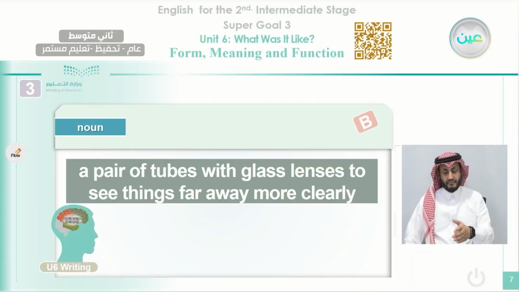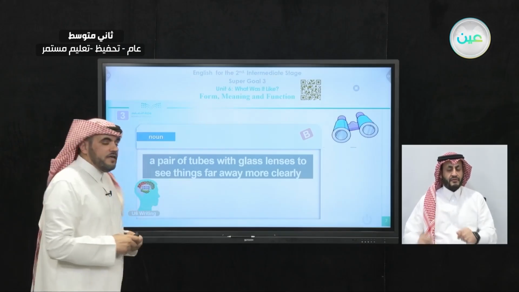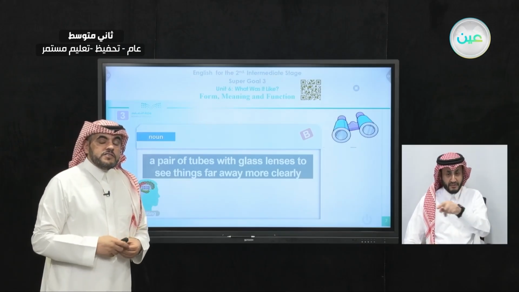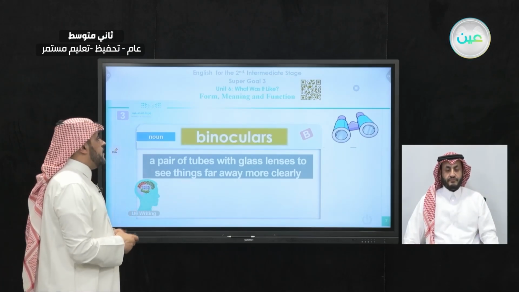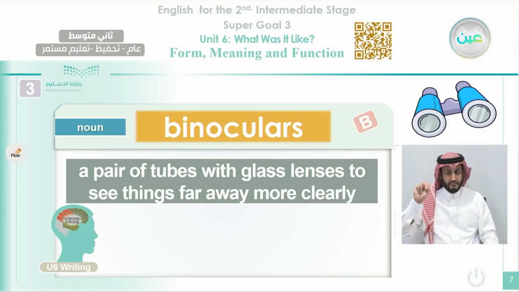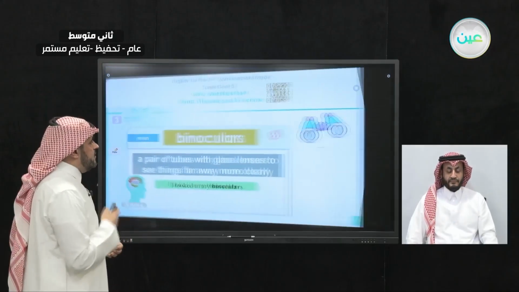Now starting with B, a pair of tubes with glass lenses to see things far away more clearly. If you can't see a far place, you use this one. What do you call it? This is the picture of this one, starting with B. Try to remember the word. Very good, that is binoculars. We use it as a plural. Here is the sentence that appeared in the text we read in the previous lesson: "I looked in my binoculars." When the horses went away, Faisal looked through the binoculars.